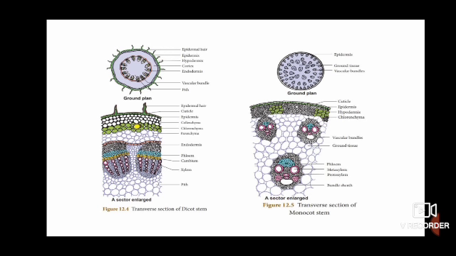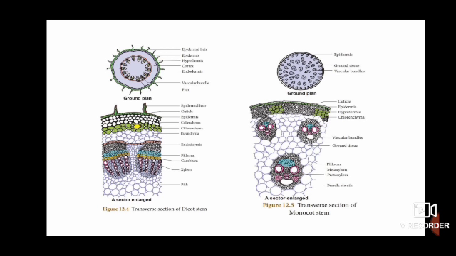And then open. The bundles are open. That means in between the xylem and phloem there is cambial tissue present. Because of the presence of cambium, the bundle is open to secondary growth. So the vascular bundles of a dicot stem are conjoint, collateral, and open. Each vascular bundle is wedge shaped and it consists of an outer phloem and inner xylem. In between there is a cambium.